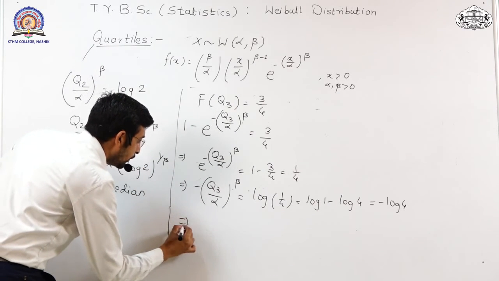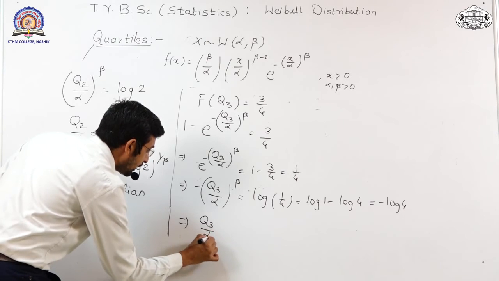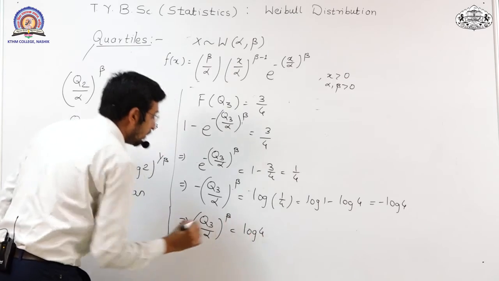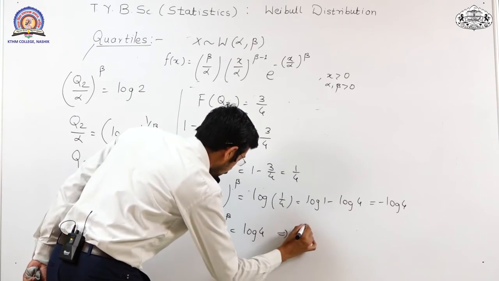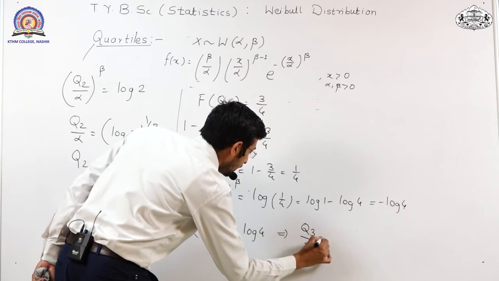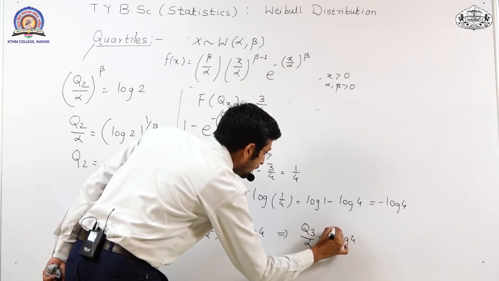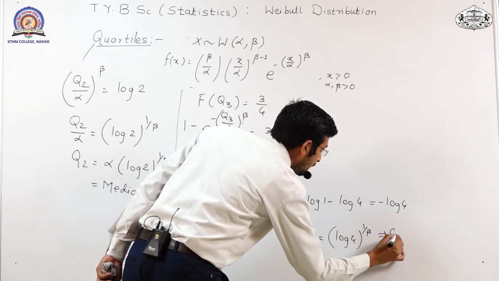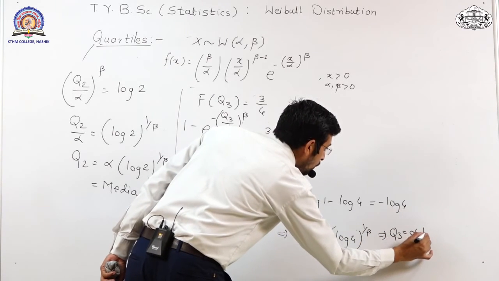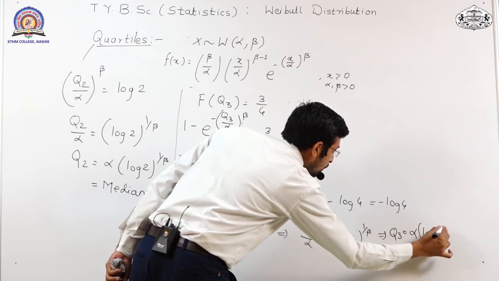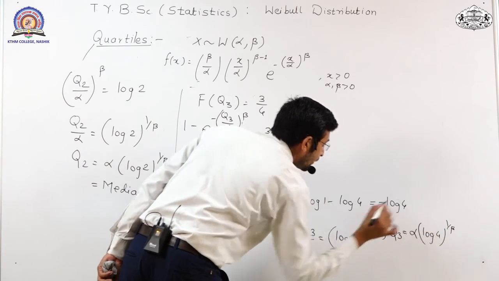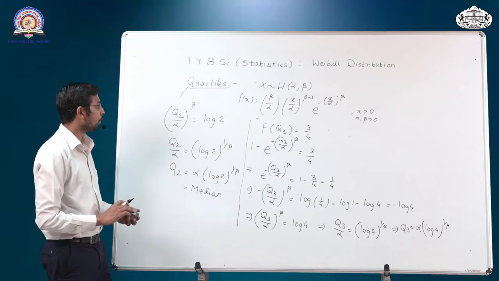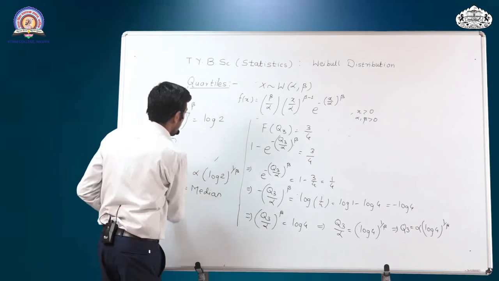That is, (q3 upon alpha) raised to beta is log 4, or we can write it as q3 upon alpha is equal to (log 4) raised to 1 upon beta. That means your third quartile is alpha into (log 4) raised to 1 upon beta. Okay, so this is the third quartile of the Weibull distribution with parameters alpha and beta.